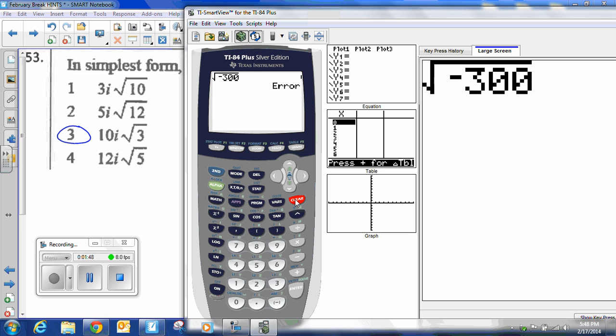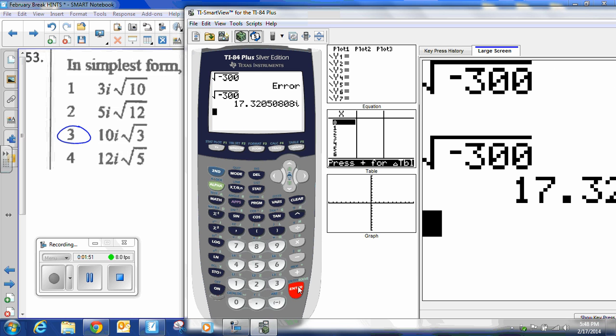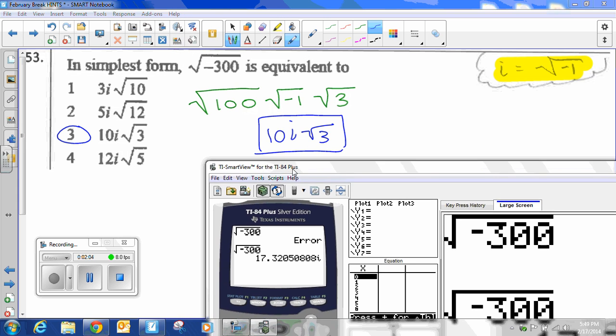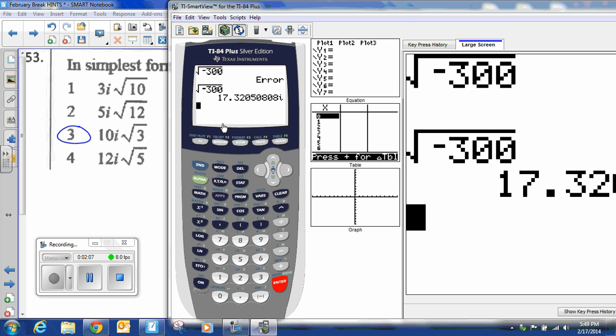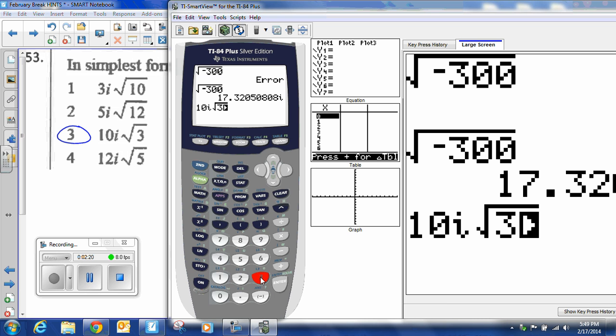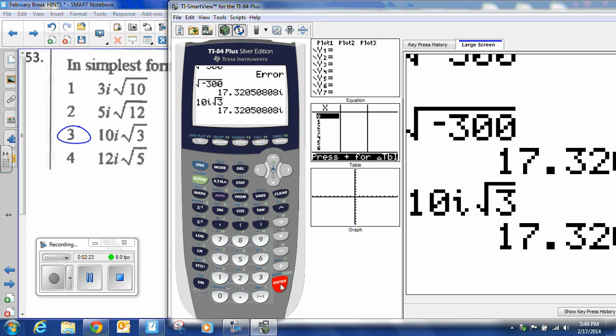All right, let's go back. Now let's try this again. And now we get a real decimal approximation. So radical negative 300 is 17.32 and some change. Let's go through our answer choices. Now we know the answer is 10I radical 3. Let's plug in 10I radical 3. Enter, and there we go, an exact match.